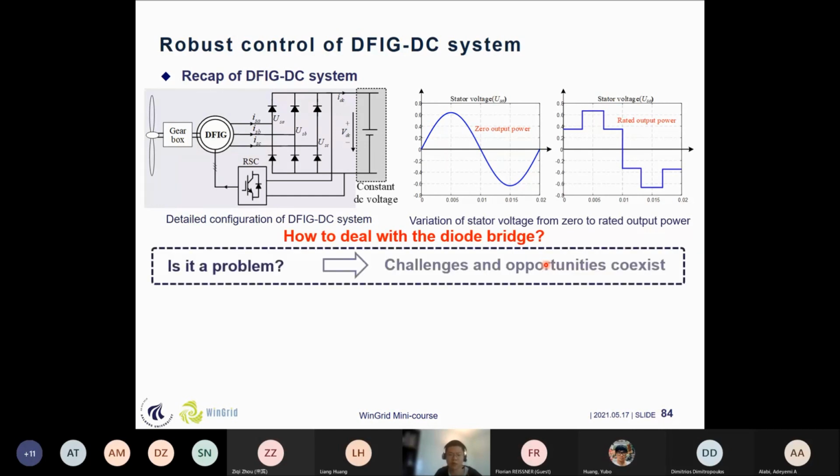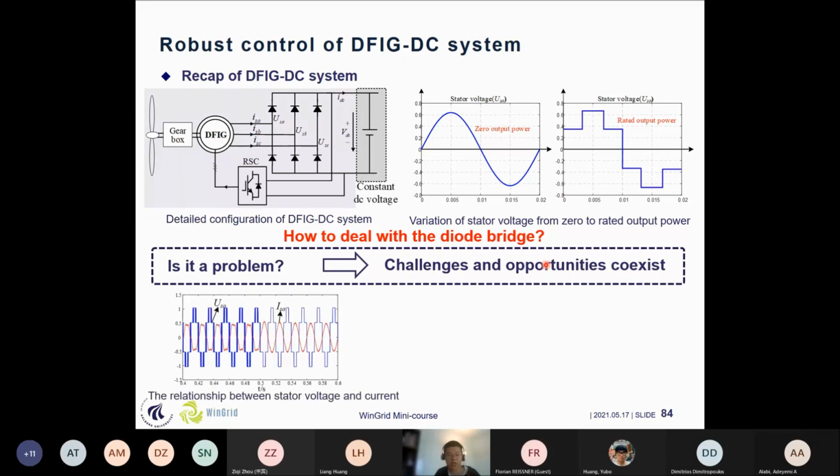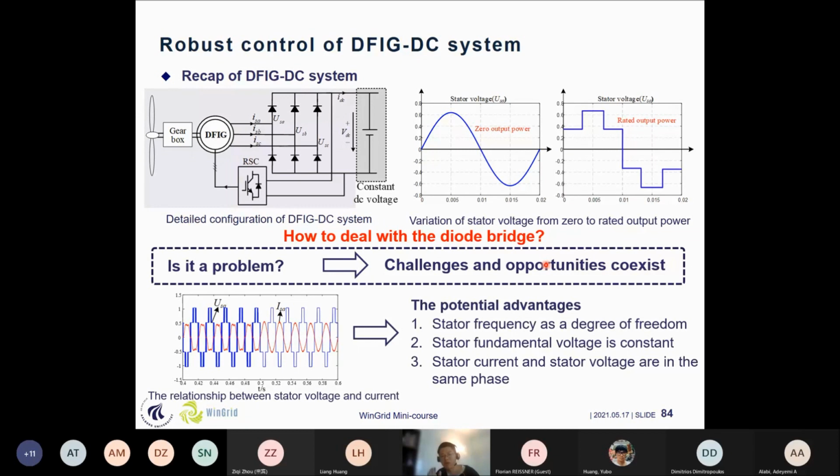Is it a problem? From my experience, I want to share with you that challenges and opportunities always coexist when we are doing research. It means that we need to find the potential advantage of this diode bridge: the stator frequency is a degree of freedom. If you look at it from one perspective, you need to control it. But if you look at it from the advantages perspective, it can be seen as a degree of freedom. You can do some other controls.